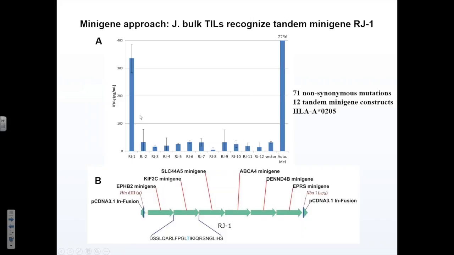And notice that only tandem mini-gene 1 is recognized, and this is on the basis of interferon gamma secretion following the co-cultivation with this tandem mini-gene 1. None of the others were recognized. This is the autologous melanoma cell line, which was recognized. Well, that means then that one of the 6 mini-genes encoded by this tandem mini-gene, one of these 6, is the gene that encodes the protein recognized by the TIL that mediated complete regression.